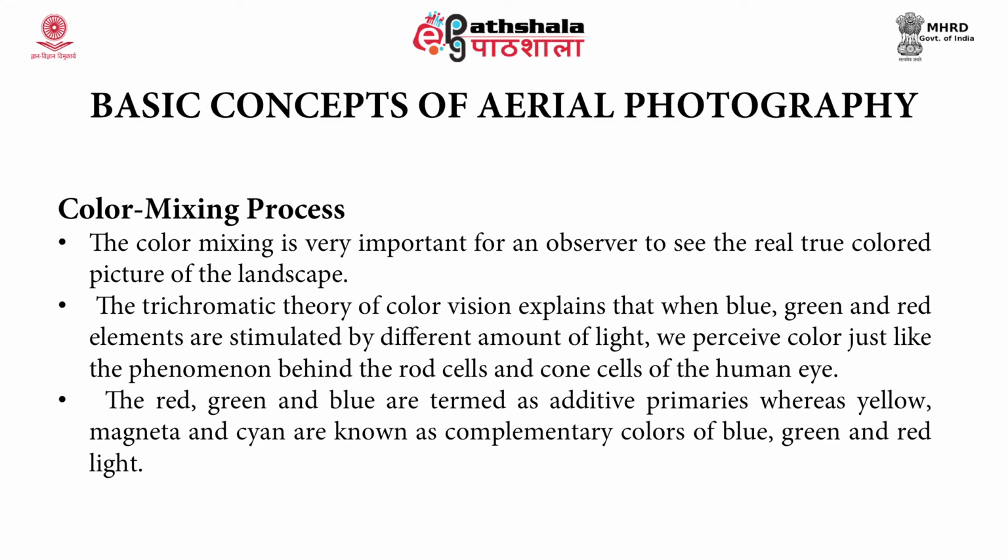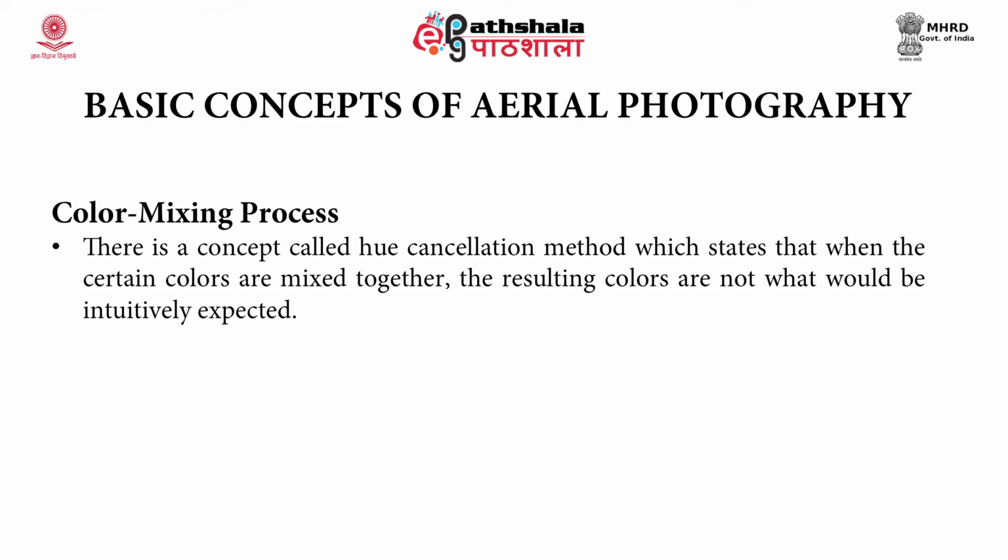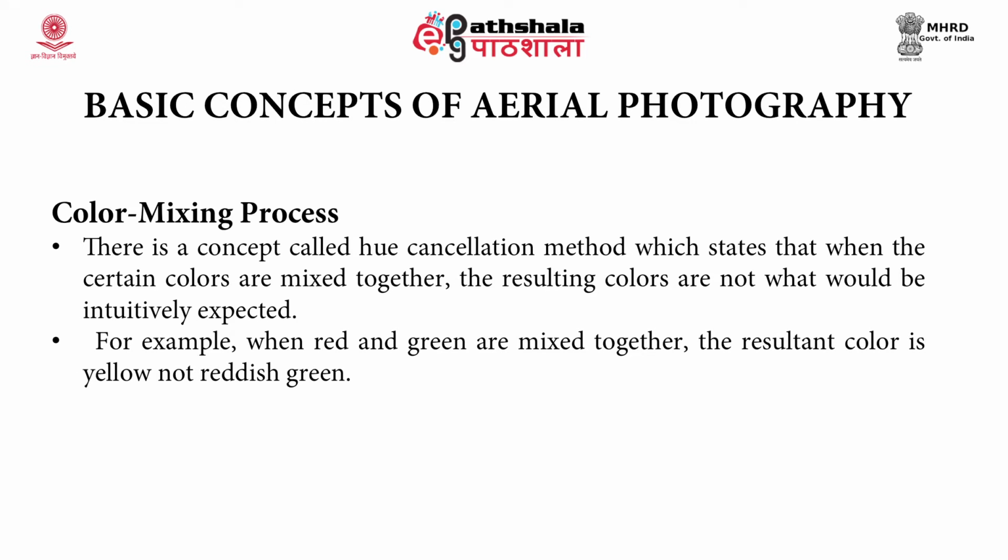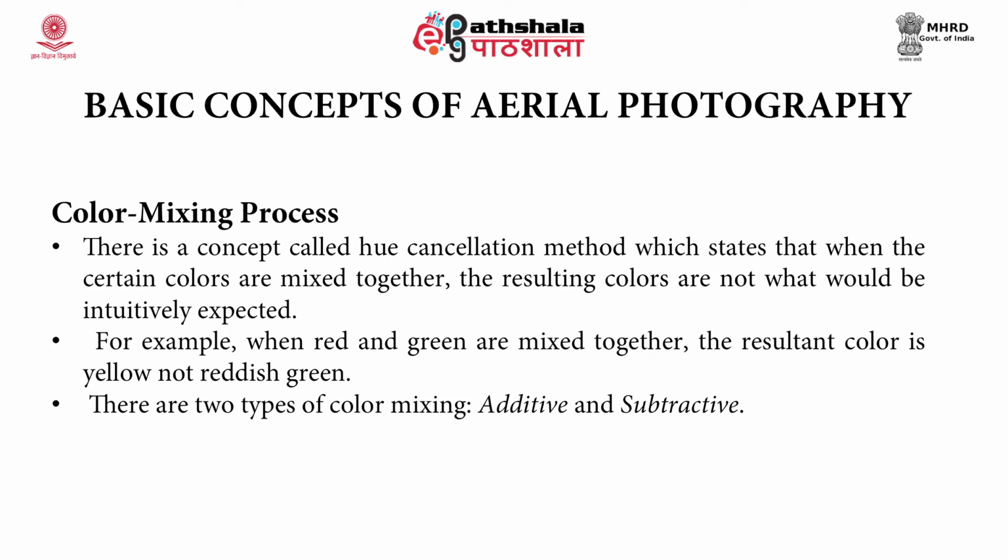The red, green and blue are termed as additive primaries, whereas yellow, magenta and cyan are known as complementary colors of blue, green and red light. There is a concept called the hue cancellation method which states that when certain colors are mixed together, the resulting colors are not what we would be intuitively expecting. For example, when red and green are mixed together, the resultant color is yellow and it's not reddish green. Thus, there are two types of color mixing: additive and subtractive color mixing. Let's see what these are.